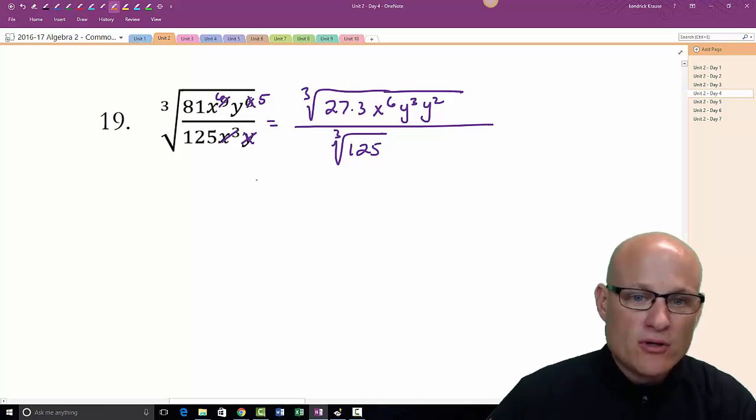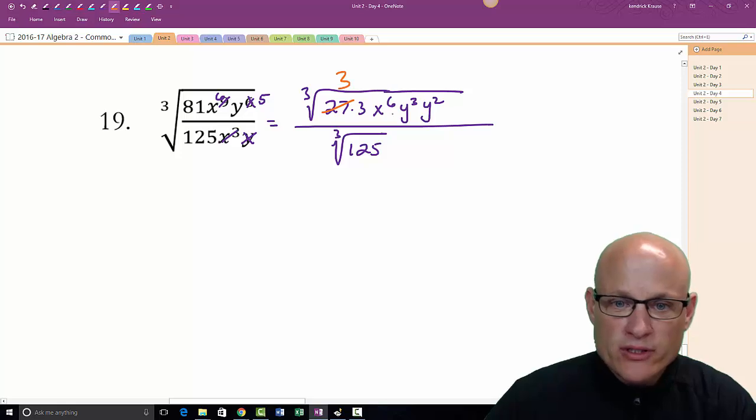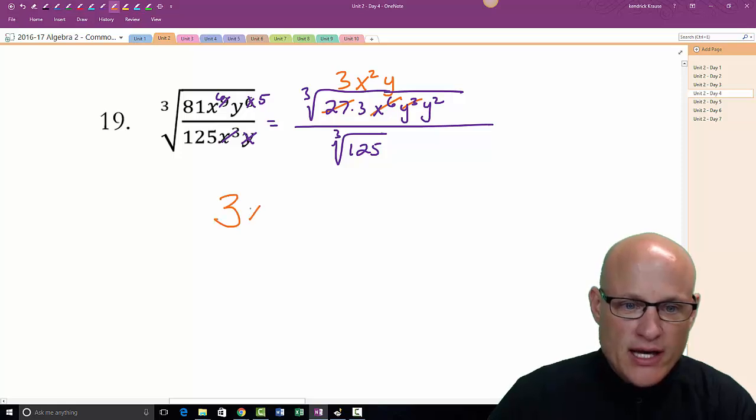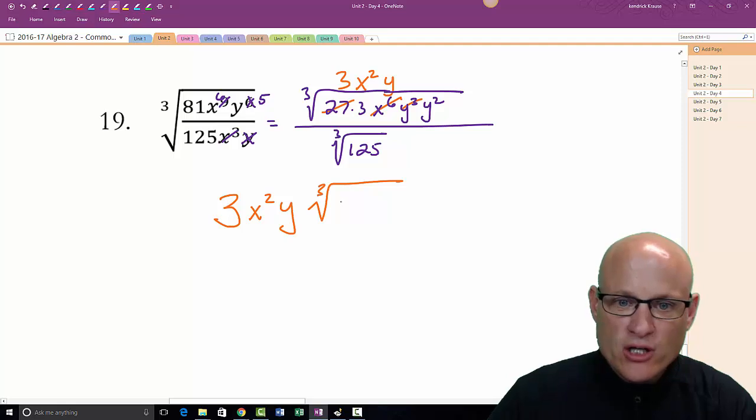So, cube root of 27 is 3. The cube root of x to the 6th is x squared. The cube root of y cubed is just y. So the numerator, I end up with 3x squared y cube roots of 3y squared all over 5.